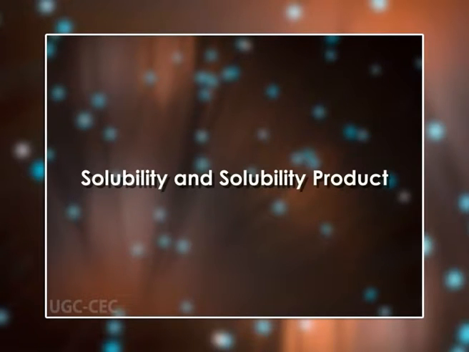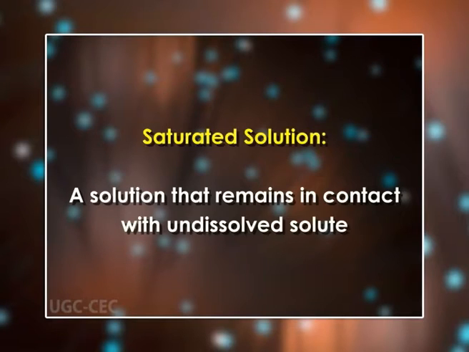Solubility and solubility product. When a solute is added gradually in increasing amounts to a given amount of solvent at a particular temperature, a stage is reached when some of the solute remains undissolved, no matter how long we wait or how vigorously we stir. The solution is then said to be saturated. That is, a solution which remains in contact with undissolved solute is a saturated solution.